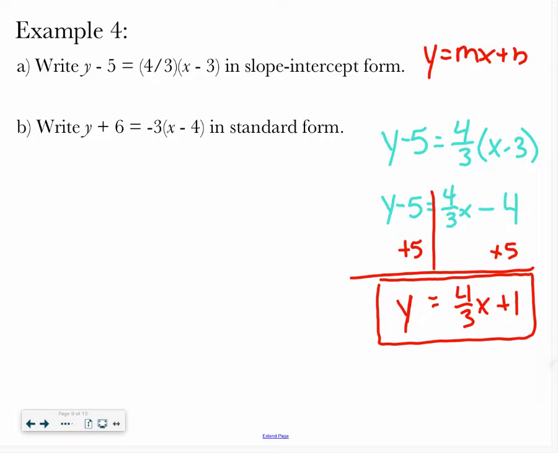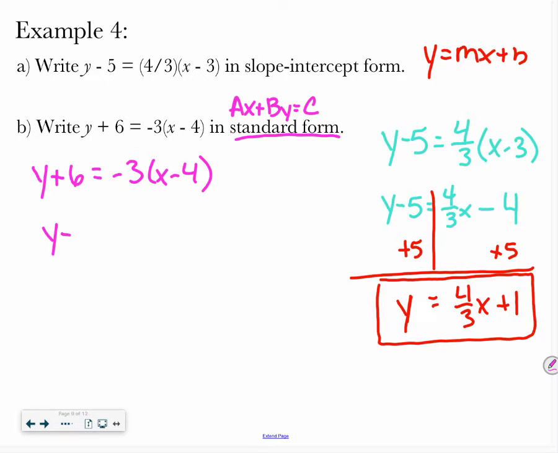Part B, we want to write y plus 6 equals negative 3 times the quantity of x minus 4 in standard form. So remember, our ax plus by equals c. We have y plus 6 equals negative 3, x minus 4. So again, standard form doesn't have parentheses, so let's start by getting rid of those. We have y plus 6 equals negative 3x plus 12, because a negative times a negative is positive, and 3 times 4 is 12.